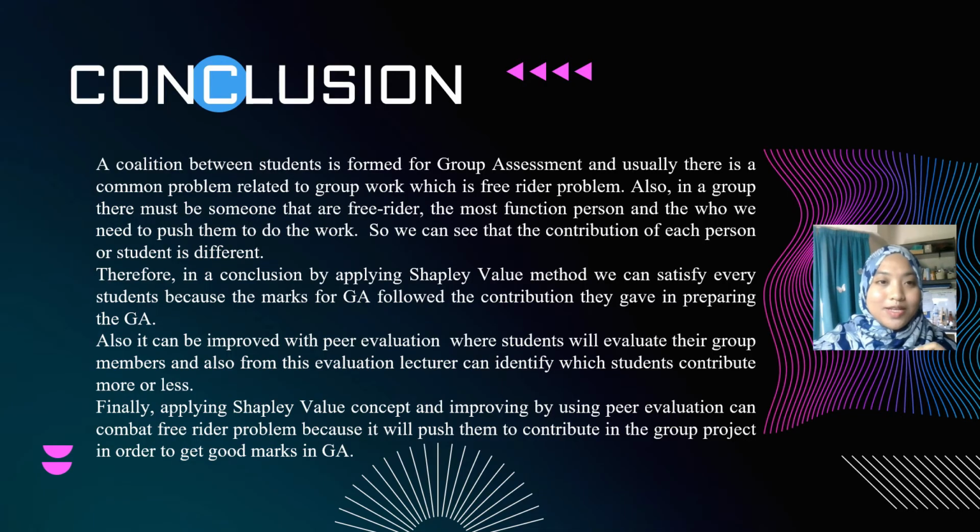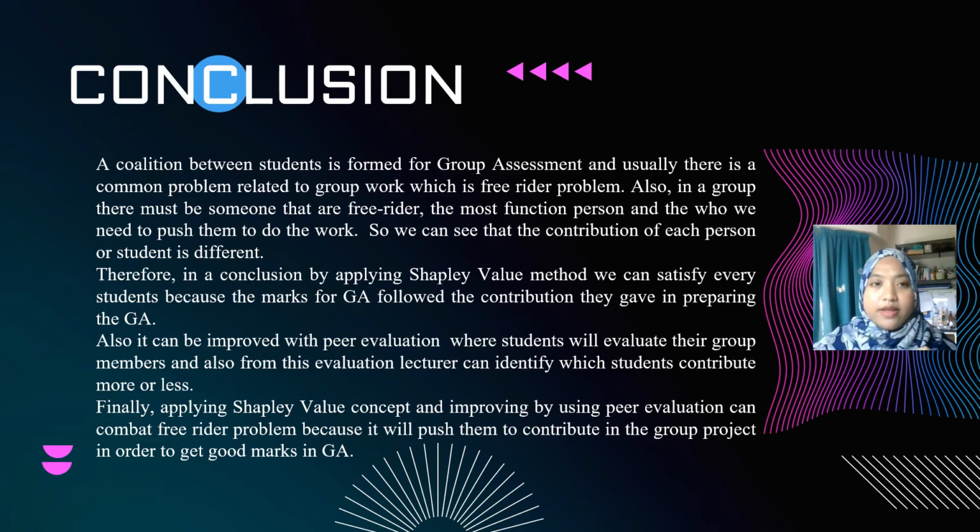We are coming to the last part, which is the conclusion. A coalition between students is formed for group assessment, and usually there's a common problem related to group work, which is the free rider problem. Also, in a group, there must be someone who is a free rider, the most functional person, and the one whom we need to push to do the work. So we can see that the contribution of each student is different. Therefore, in conclusion, by applying the Shapley value method, we can satisfy every student because the marks of the GA follow the contribution they gave in preparing the GA.